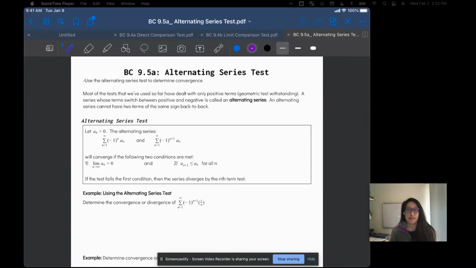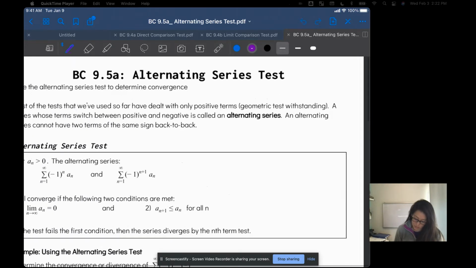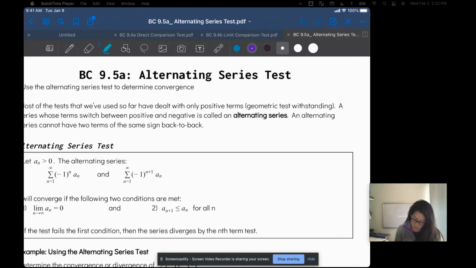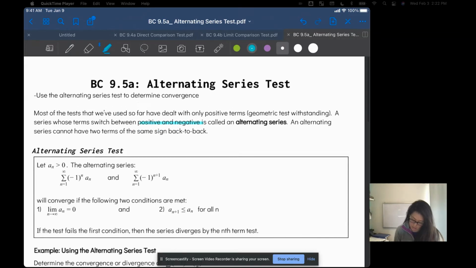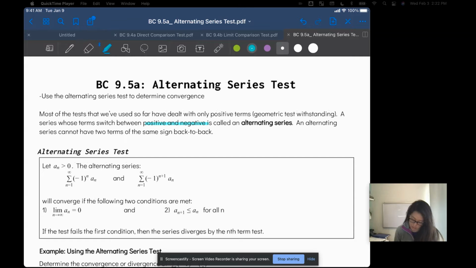Next test is the alternating series test. So this is when we have a series that switches between a positive and a negative, okay? And so you have to switch back and forth between positive and negative. It can't go positive, positive, negative, negative. You have to switch positive, negative, positive, negative. So they're set up like this.